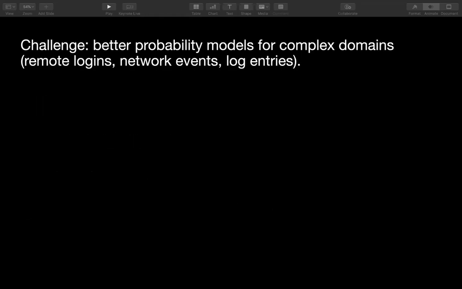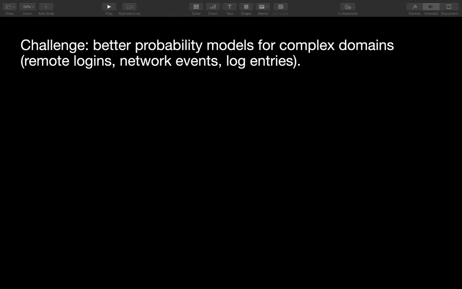One research challenge that I think would be useful, if you wanted to work on a point problem, is building better probability models, estimating this likelihood score, for complicated domains like network traffic, network events, remote logins, or log entries from syslog. It's fairly challenging to figure out how to deal with this.